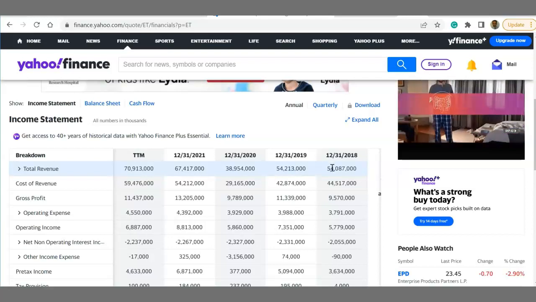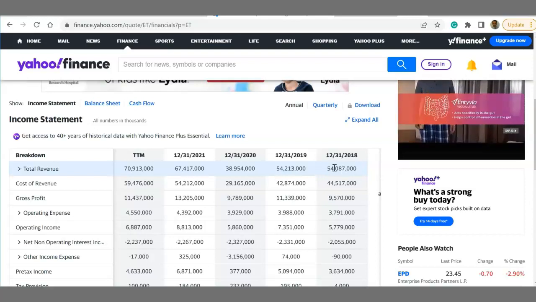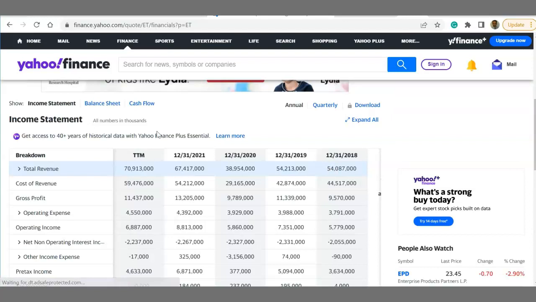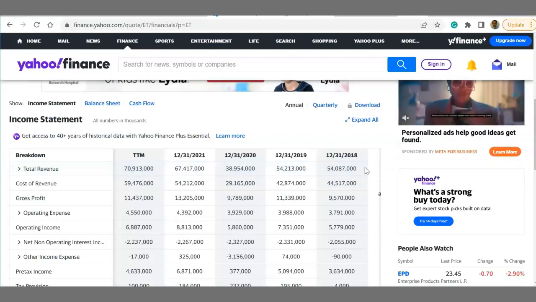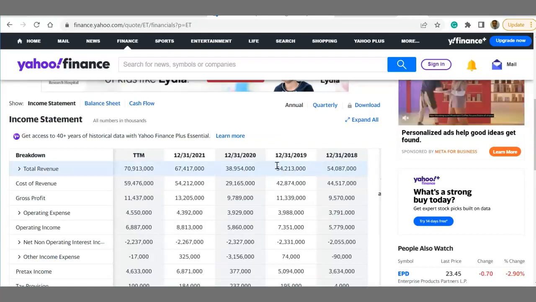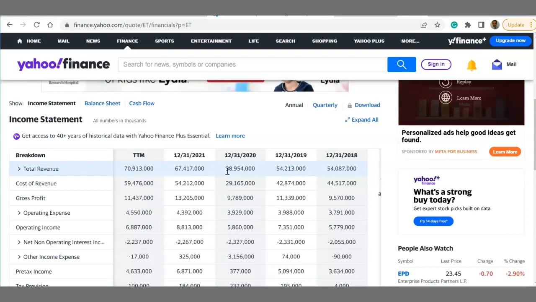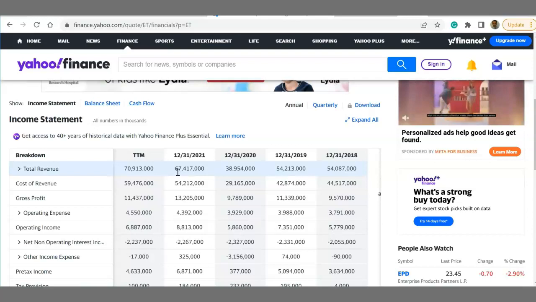So here, in 2018, we had 54 million, which everything is in thousands. Don't forget that. That means there are 3 more zeros here. That means 54 billion. And in 2019 it was again 54 billion. In 2020, because of the pandemic, it went to 38 billion, which is understandable. And then in 2021, it picked up, went all the way to 67 billion. So just look at 2021 compared to 2020. It is like twice more, right? Honestly.